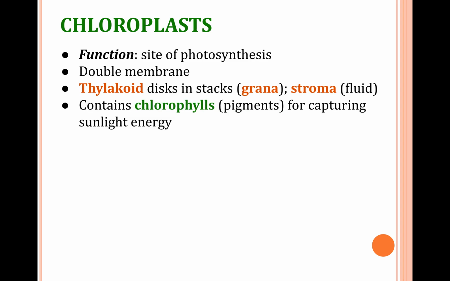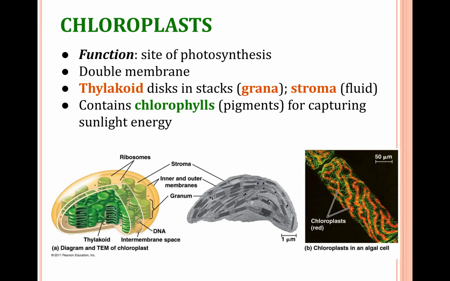So we will go more into detail later when we discuss photosynthesis, but the reason that chloroplasts are green is that they do contain pigments of many different colors, but the predominant ones are the pigments called chlorophylls, and they do reflect the color green, and they're really important for being able to capture sunlight energy.